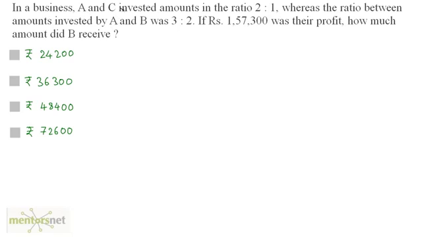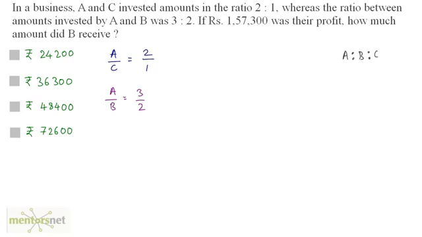So A and C's ratio of investment is given. So I can write A by C is equal to 2 by 1. And another part is given to us, the ratio of A and B's investment. So A by B is equal to 3 by 2. Now what we want here is actually A is to B is to C, and from that we can calculate the profit share of B.